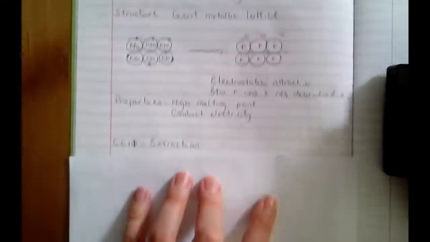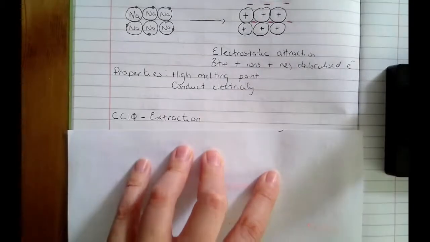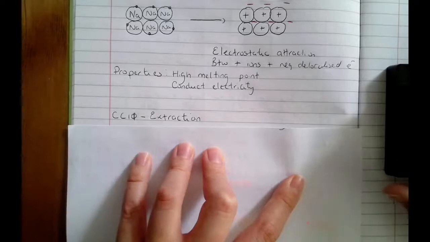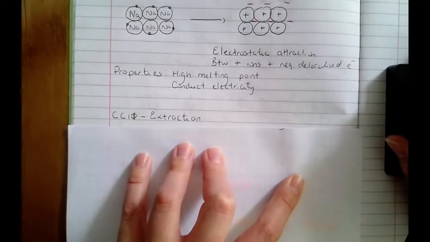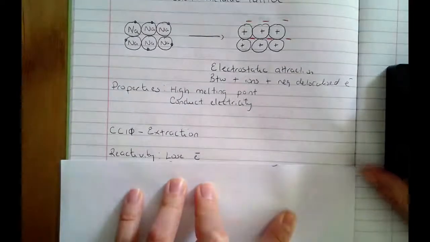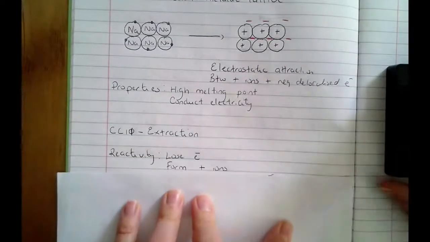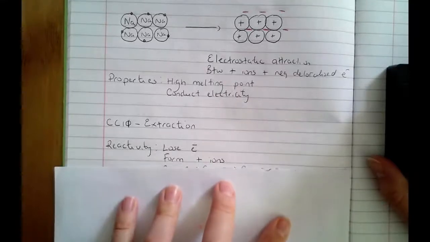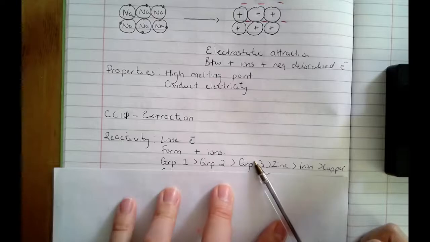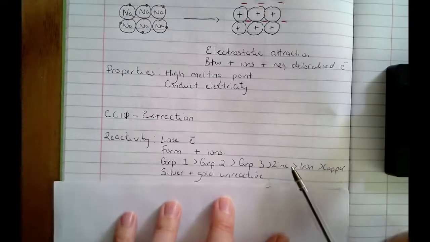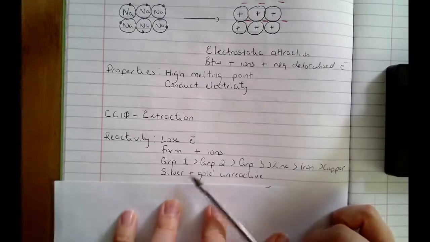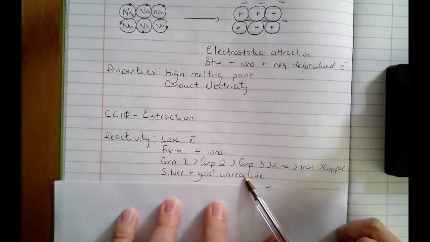In CC11, we looked at the extraction of metals. This is the topic that we've just done. So we looked at electrolysis, we looked at reduction by carbon, but we also looked at the reactivity of metals. And we saw that metals always lose electrons, which we just saw up here. And when they lose electrons, they always form positive ions. And we saw that the group 1 metals were more reactive than the group 2, and they were more reactive than group 3. And then we had zinc, iron and copper from our transition metals. And then at the end of our series, we had silver and gold, which were relatively unreactive.